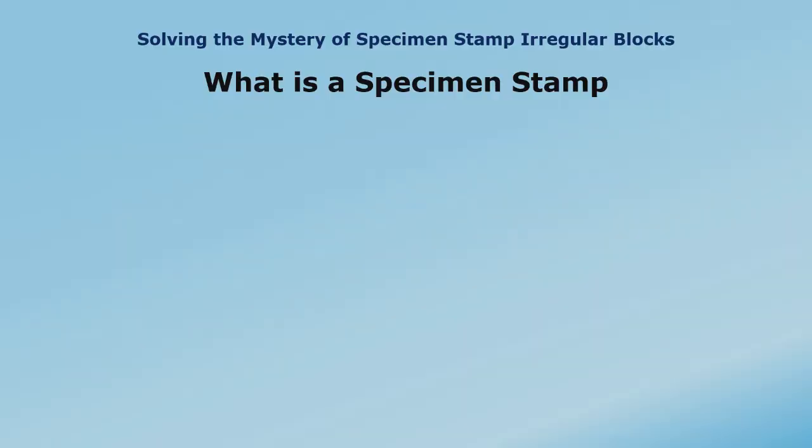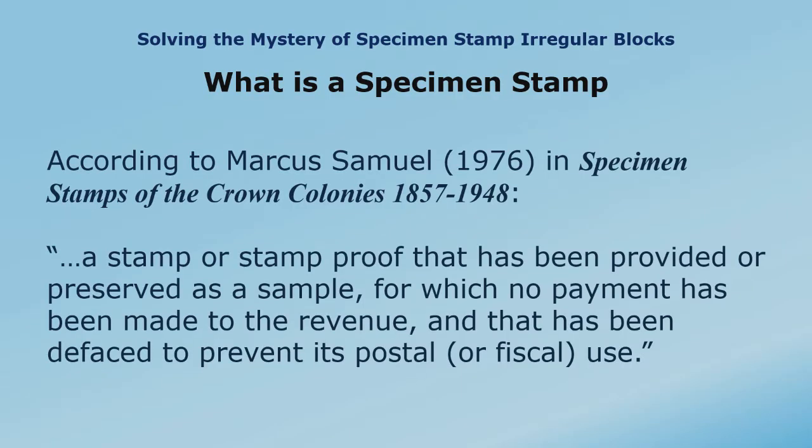All right, so what is a specimen stamp? Marcus Samuel wrote the first authoritative book on the subject, entitled Specimen Stamps of the Crown Colonies from 1857, before the UPU, through 1948. It was a 76 book. He stopped at 1948. And he said, a specimen: a stamp or a stamp proof that has been provided or preserved as a sample for which no payment has been made to the revenue and that has been defaced to prevent its postal or fiscal use. All right. That's Marcus Samuel's view.